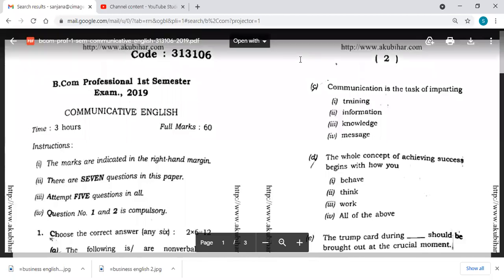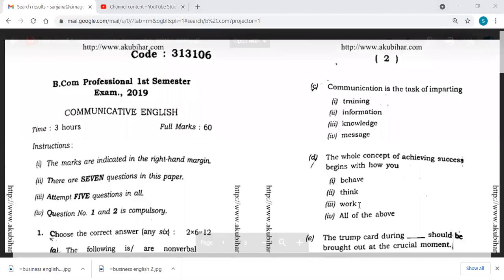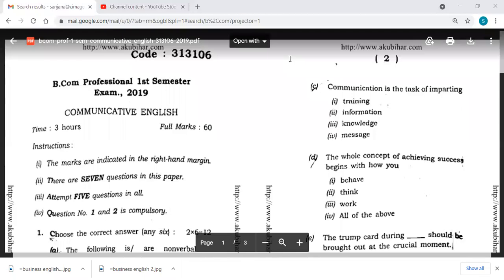Now my question is, the whole concept of achieving success begins on how you work. Comment on this. Very long question आता. How will you write? We'll write all these things जो भी हमने आपको explain किया है. ठीक है? The whole concept of achieving success begins with how you behave. Elaborate your answer. Then you will have to write about all these things. Behave, plan, think, and work. Right?